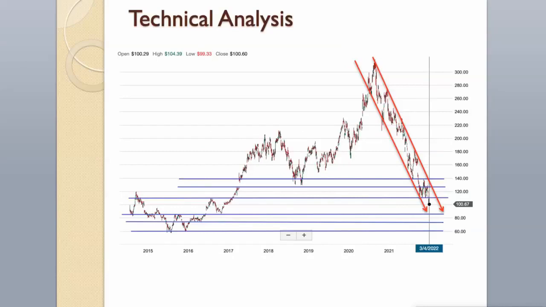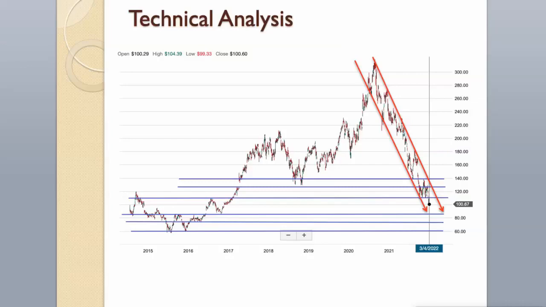Technical analysis. Alibaba is a bad performer in the overall market. Both the medium and short-term trends are negative. Support levels are around $88 and $76. The next support level is around $60. Resistance levels are around $115 and $127. The next resistance level is around $140.